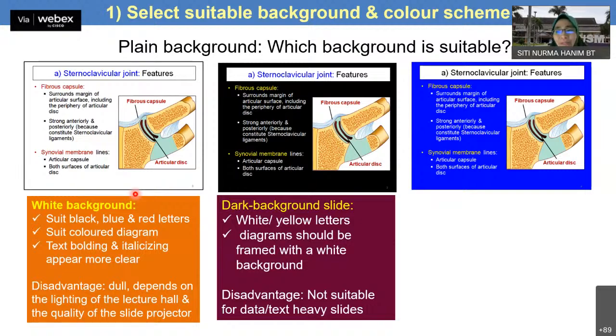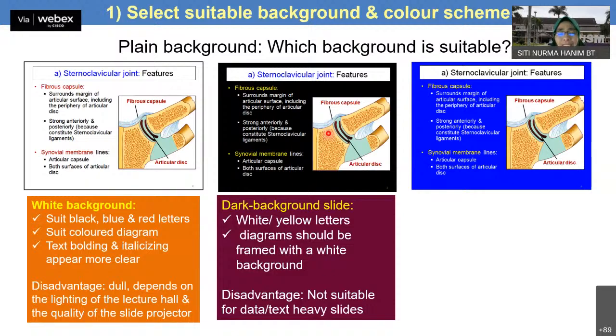But if you want to use this, you have to really play around with the letters, the color combination, because dark background usually absorbs lots of light, so it's a low energy color. So find suitable words that can give good contrast, like this one, white and yellow letters. But if you have a diagram, make sure that the diagram is framed in white background, so it provides good contrast.